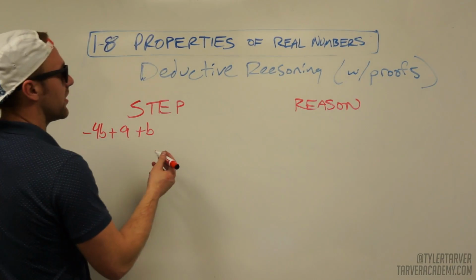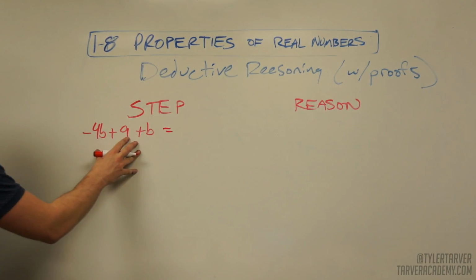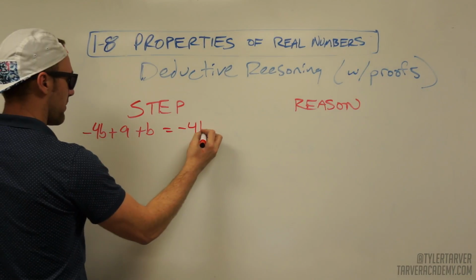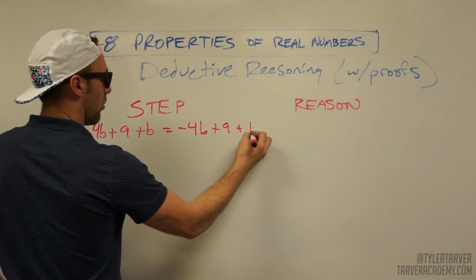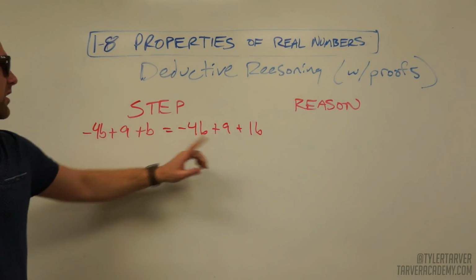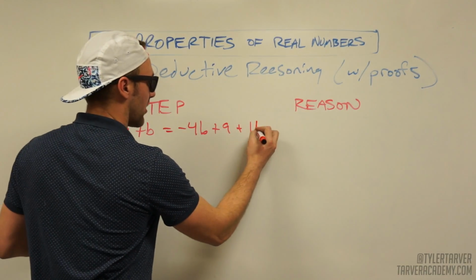So the first thing I'm going to do is I need to get this to where there's a number in front of that b. And so I'm going to do negative 4b plus 9 plus 1b. All right, all I've done from this problem to here is I've put a 1 in front of the b. It looks like 16, but it's a b, sorry.